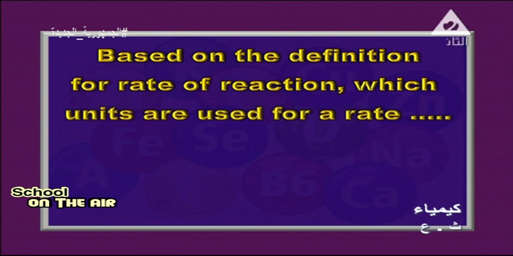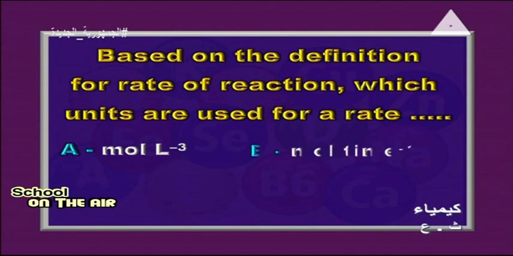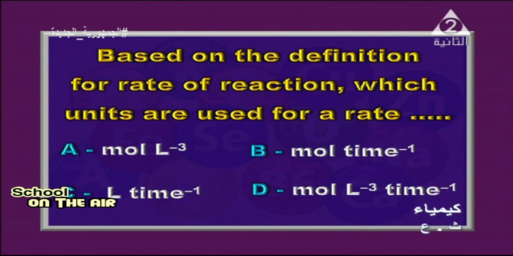Next question. Based on the definition for rate of reaction, which units are used for the rate? Is it mol·L⁻³, or mol·time⁻¹, or L·time⁻¹, or mol·L⁻³·time⁻¹? We know that the rate of reaction is concentration per time. So we have to choose the unit of concentration over the unit of time. So it will be mol·L⁻³ as the concentration unit over the time, which is time to the power negative 1.